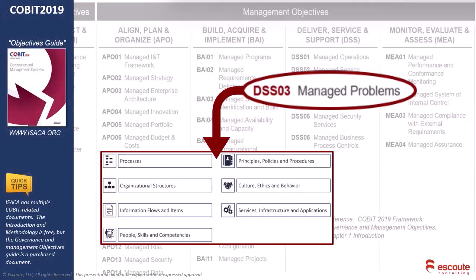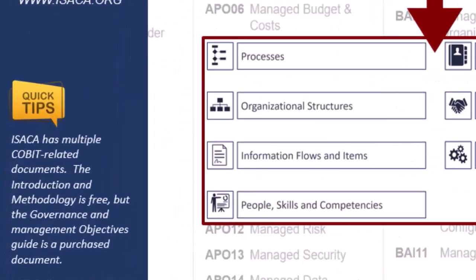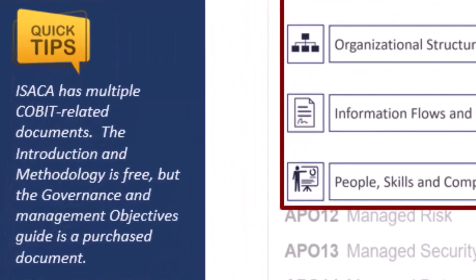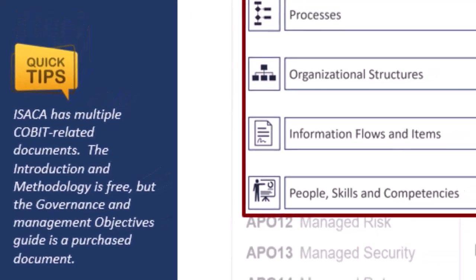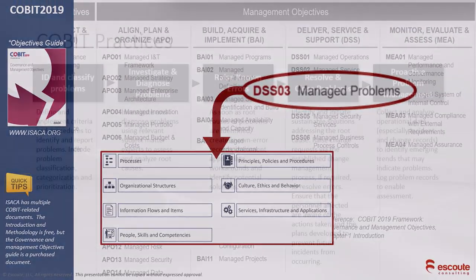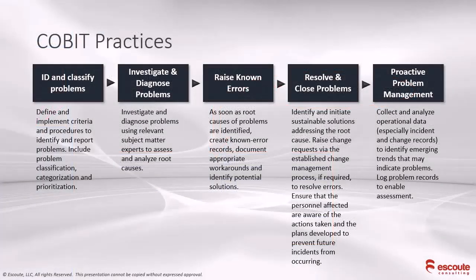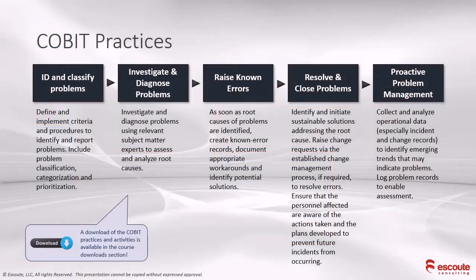If you're trying to find where this information comes from, it's going to come from what I call the Objectives Guide, or the Governance and Management Objectives Guide. You can get that on ISACA.org, and ISACA has multiple COBIT-related documents that you can look into to find more information on this. We talked about those in an earlier module. All this information I'm going to provide to you in a download that comes with this course.